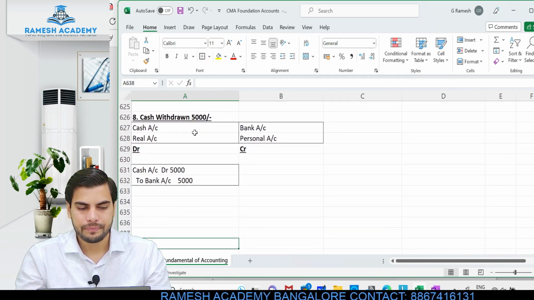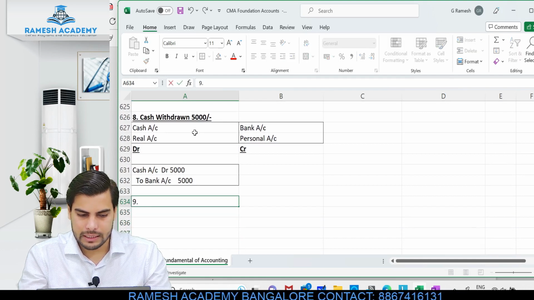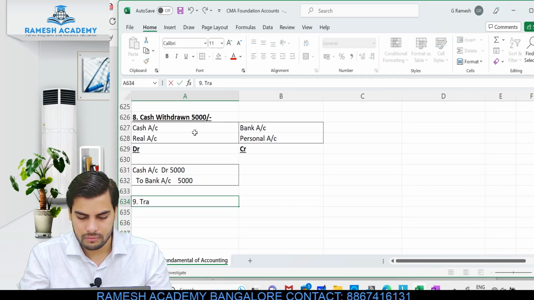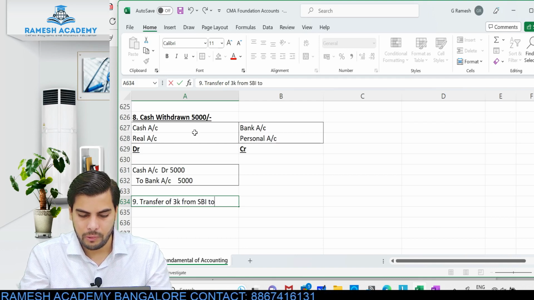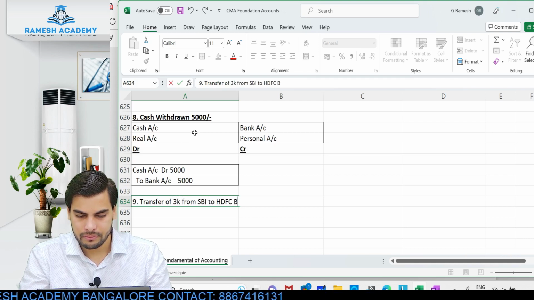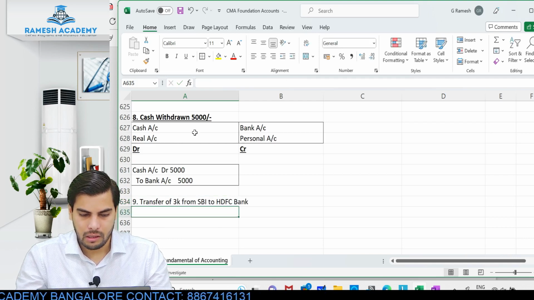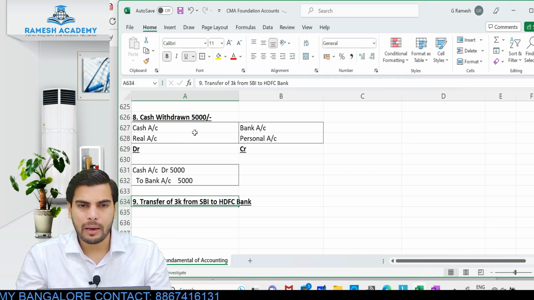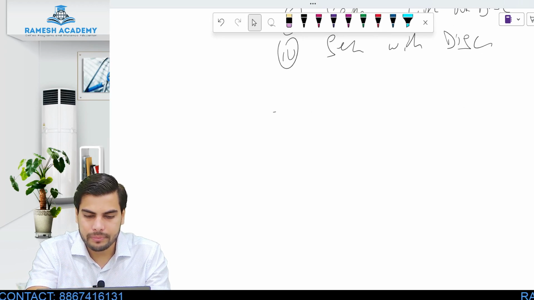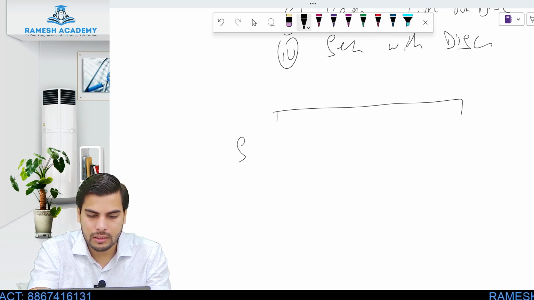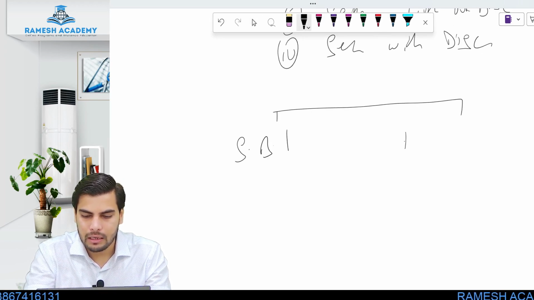Clear? Okay, let's have a look at the next transaction. Transfer of 3,000 from SBI to HDFC Bank. Now I've got two bank accounts. It's not mandatory that one business entity should be having only one bank account. Now look at this. I've got two bank accounts. One is SBI, another is HDFC Bank.